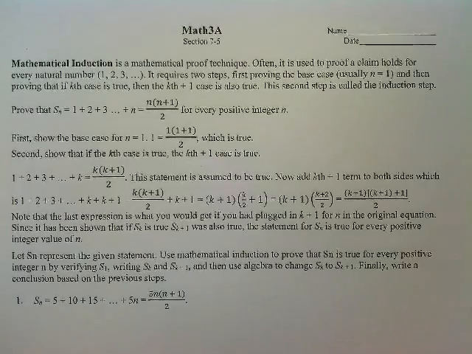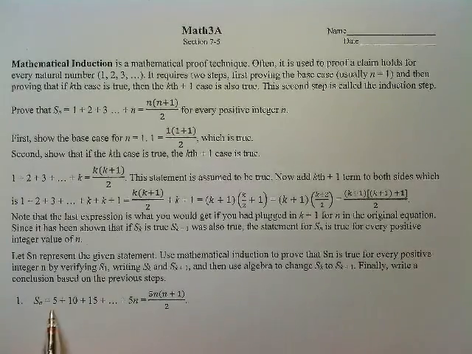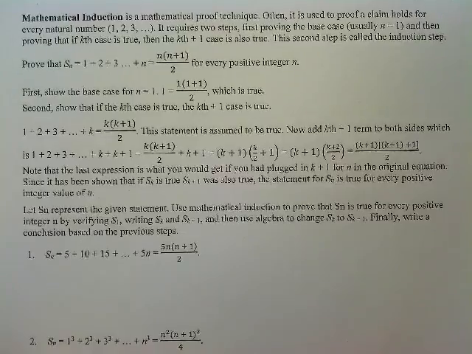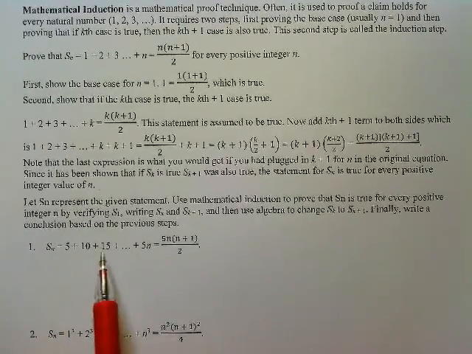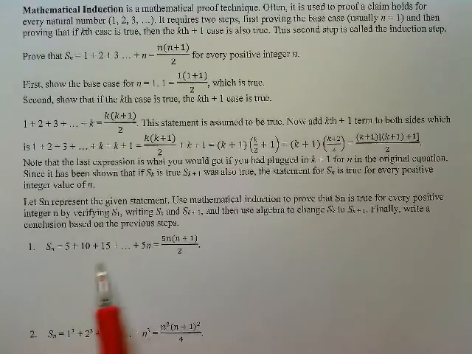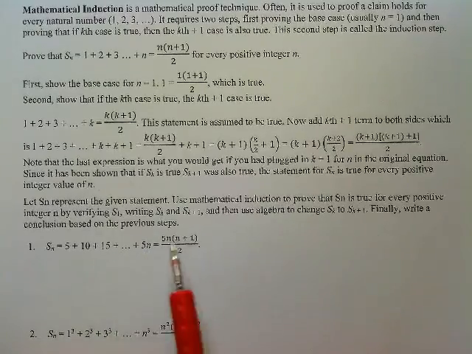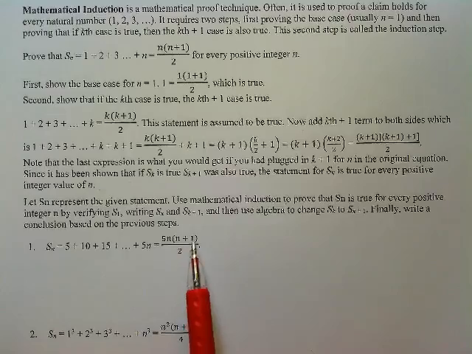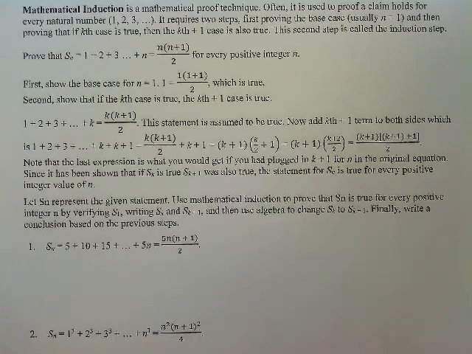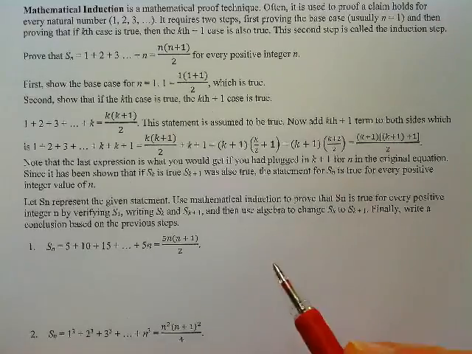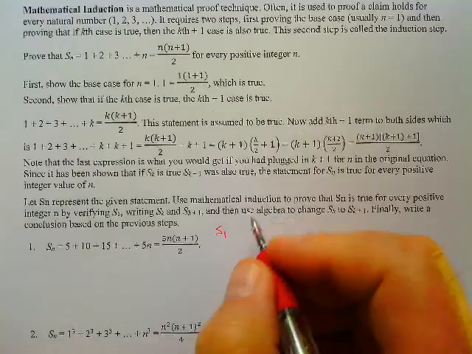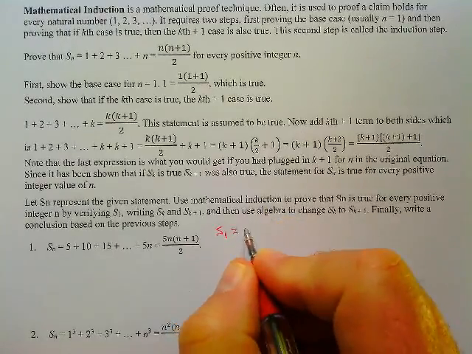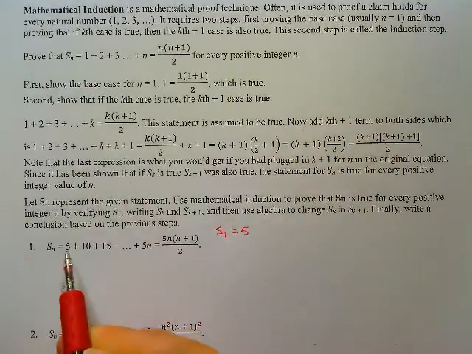So, let's look at this first problem, where we have 5, 10, 15, 20, and so forth, up to 5n. And we want to say that that equals 5n times n plus 1 over 2. So first off, let's look at the base case. S1 will equal 5. Okay, that's that one right there.